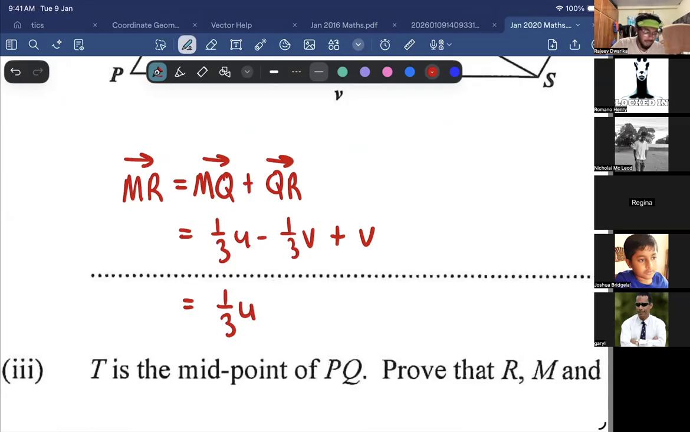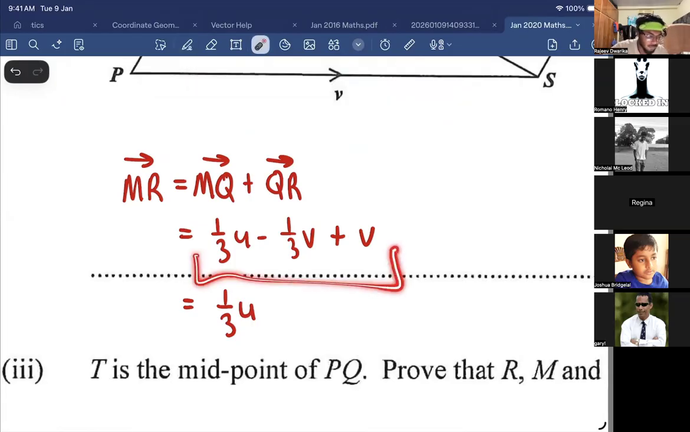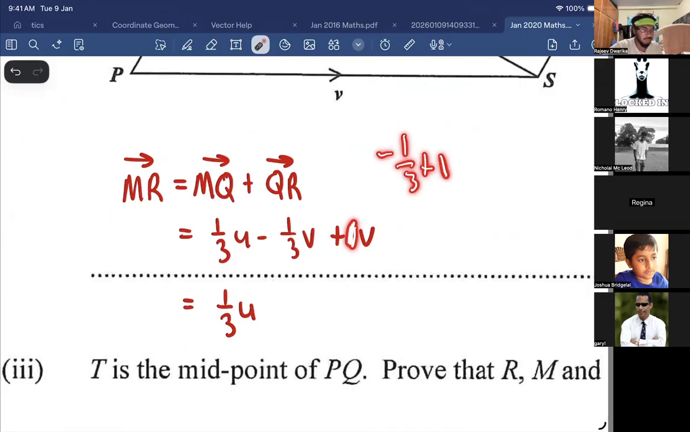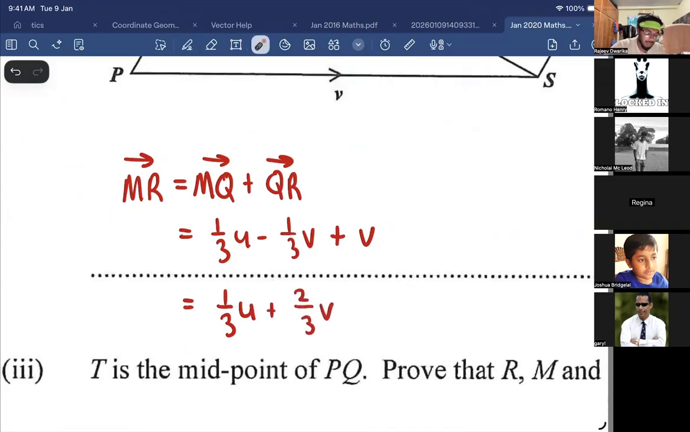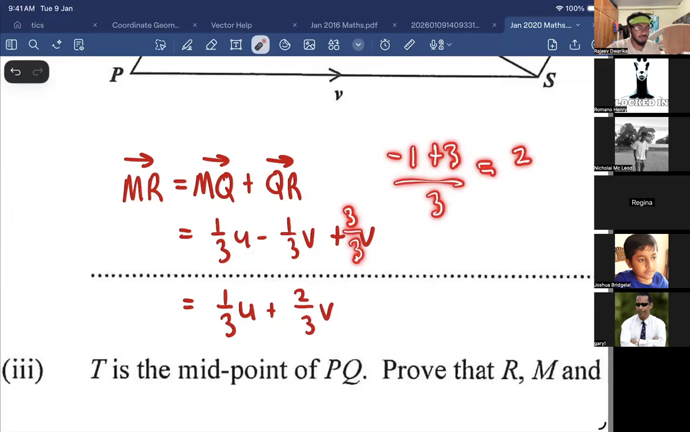Could we simplify this? Any like terms over here? Yes, sir. A third V and the extra V. Right. So in the calculator, you can put minus a third plus 1. And when you do that, you should get 2 over 3. So it's going to be a third U plus 2 over 3V. Another way to think about it is 1 is the same thing as 3 over 3. Since they have the same denominators, it's essentially minus 1 plus 3 over 3, right? Minus 1 plus 3 is 2. 2 over 3.